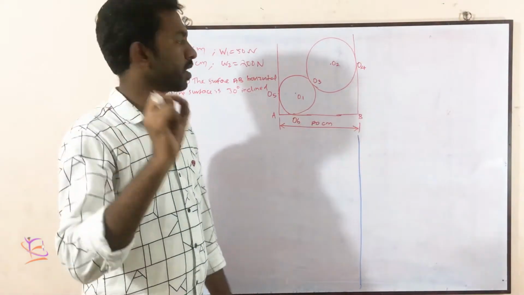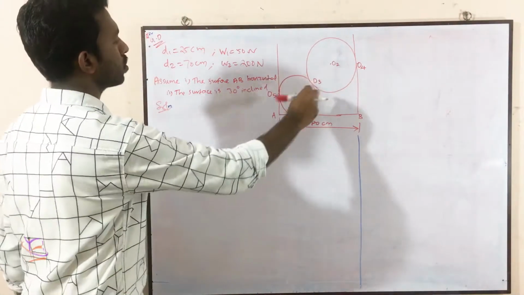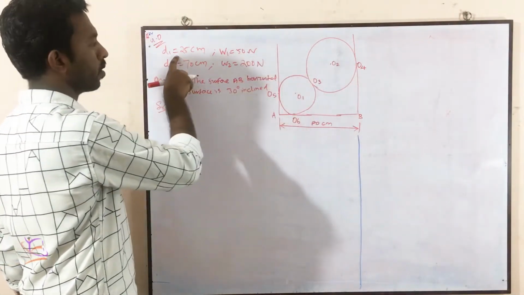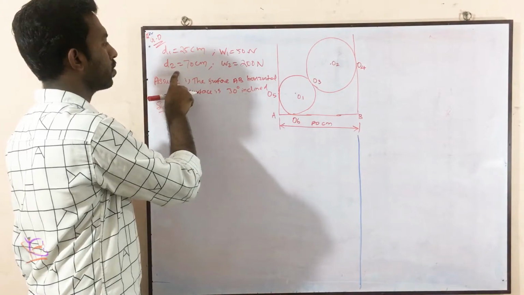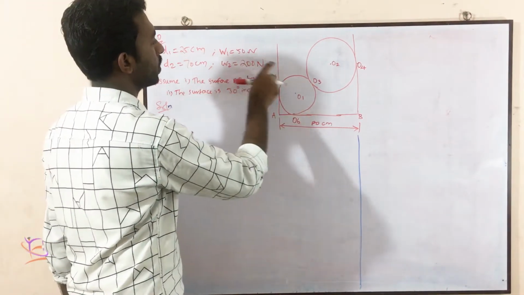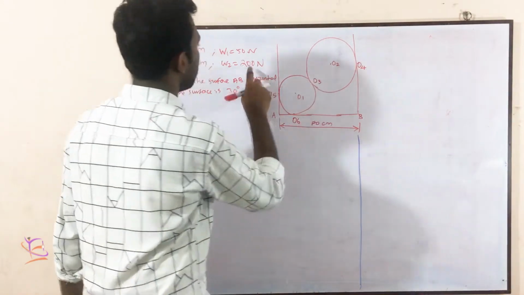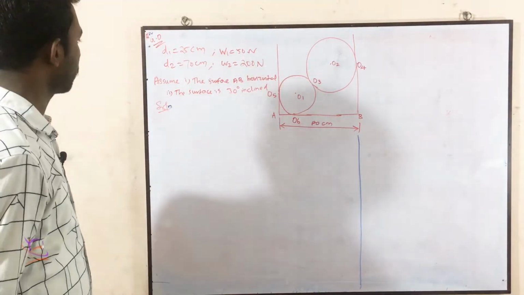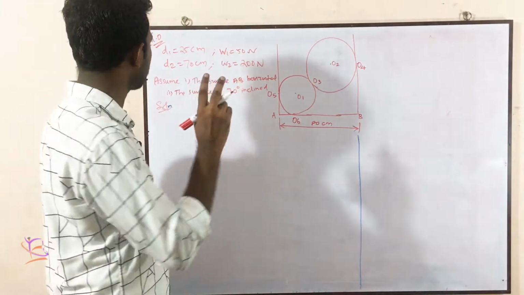Now we are seeing the next problem. So here two cylinders are given. The cylinder one diameter is 25 mm, cylinder 2 diameter is 70, and the weight of the smaller cylinder is 50, and the weight of the larger cylinder is 200 Newton. Okay, now two cases are there, two conditions are there.